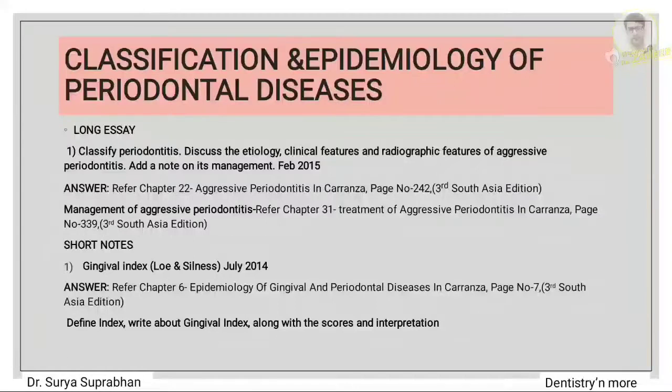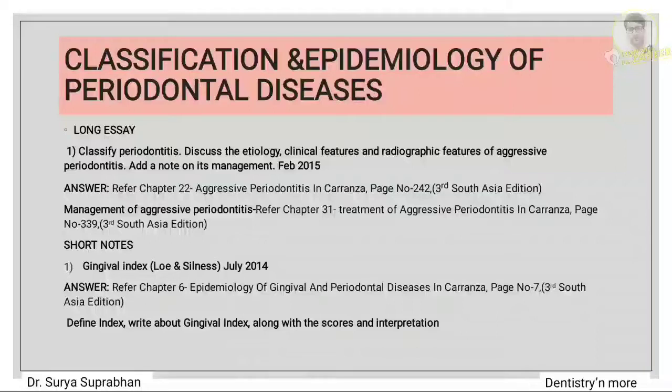Now coming to the classification and epidemiology of periodontal disease. The first question is classify periodontitis and then discuss the etiology, clinical features, radiographic features of aggressive periodontitis, and add a note on management. It's a very lengthy answer, so time management is important for this question. For classify periodontitis, refer the classification chapter in Carranza. For the second part, that is on aggressive periodontitis, refer chapter 22 aggressive periodontitis, whereas for the management, refer management of aggressive periodontitis, chapter 31.